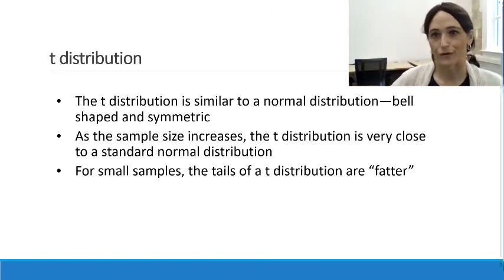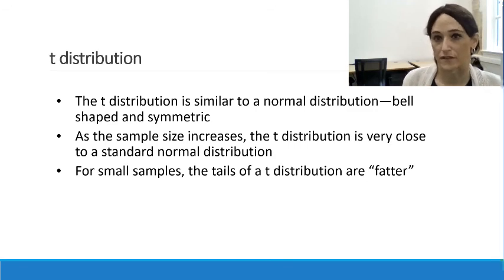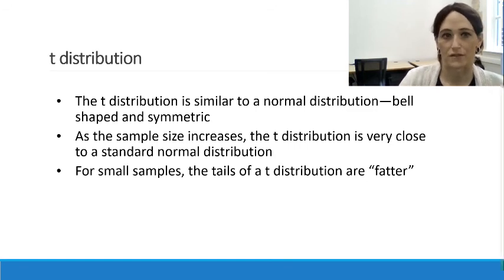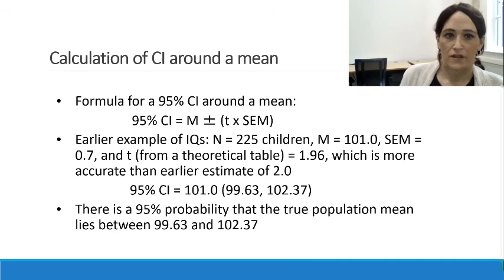So for small samples, the tails of the t distribution are fatter, wider. There's going to be more likelihood of having values out in those ends. And so we need to account for that using a series of distributions, which are called t distributions. So the formula for calculating a 95% confidence interval around the mean: first we calculate the mean, plus or minus the t statistic that we want from that distribution, times the standard error of the mean.